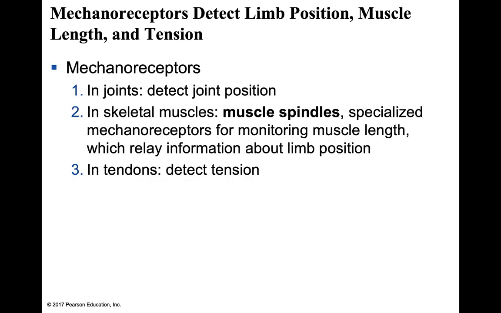Now, mechanoreceptors, these are those that are specific to limb position, muscle length, and tension. Another name for them are proprioceptors, and we're going to find them in a couple of different places. In joints, they detect joint position. In skeletal muscle, they are known as muscle spindles, and they are really important because they monitor muscle length and will respond if they experience too much stretch.